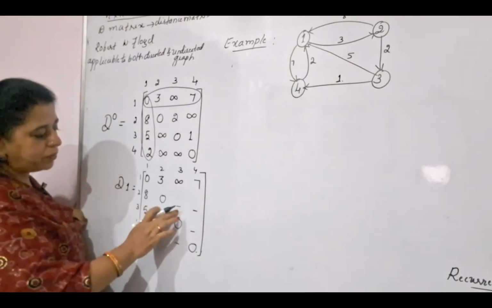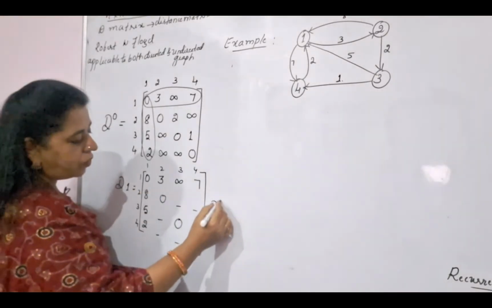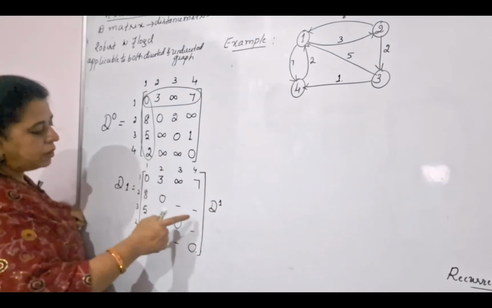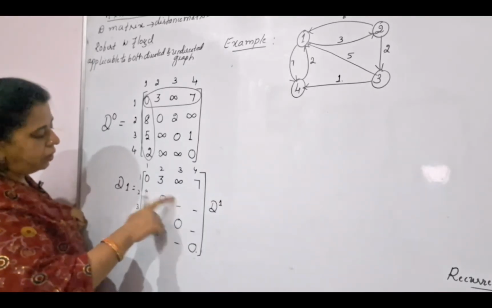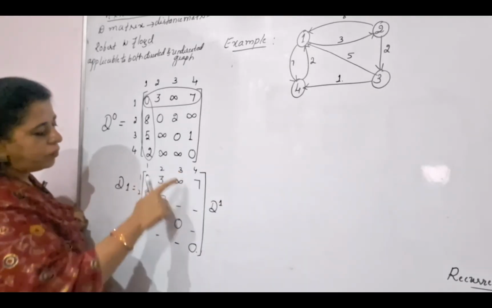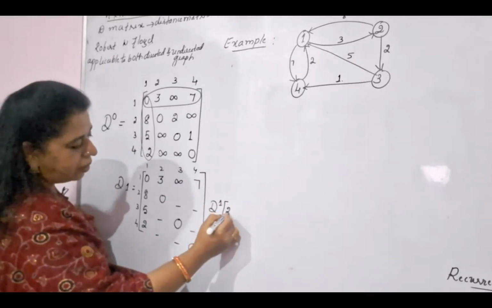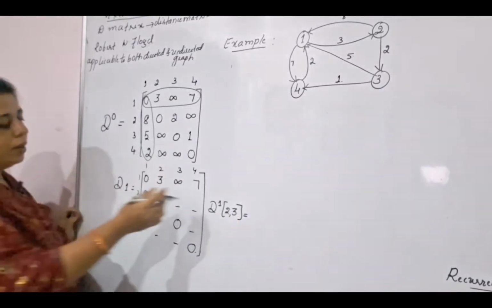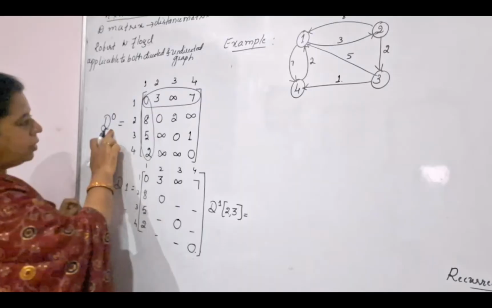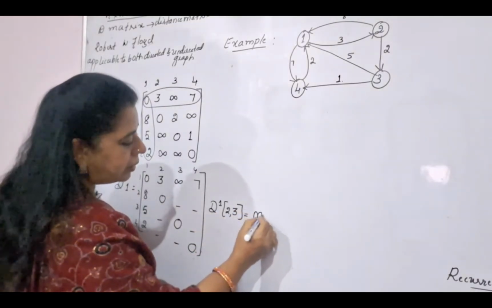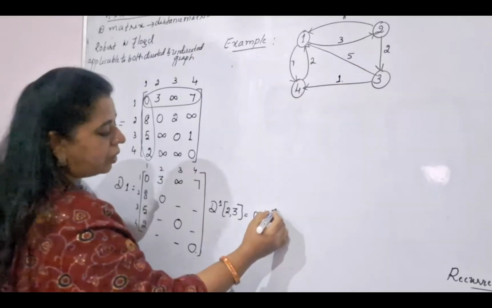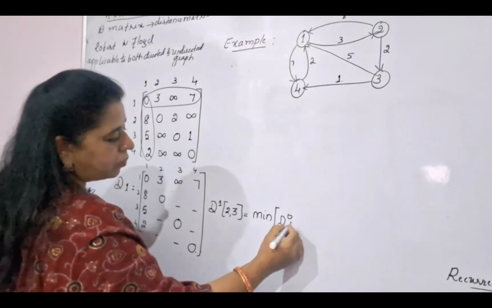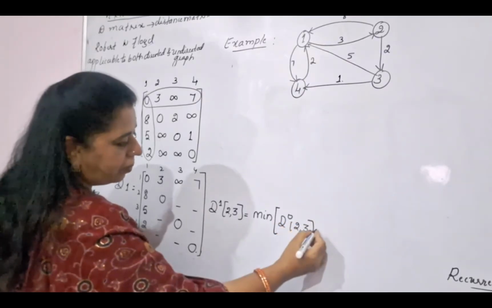To start determining the values, remember you are going to find what for D1. See, you are going to find here the value for the edge 2, 3. For the edge 2, 3 in D1, you are going to find out by referring to the previous matrix D0. In that you have to check the minimum of 2 values. Which are those 2 values? Minimum of D0 of 2 to 3, that means the cost on the edge 2 to 3 in the D0 matrix.